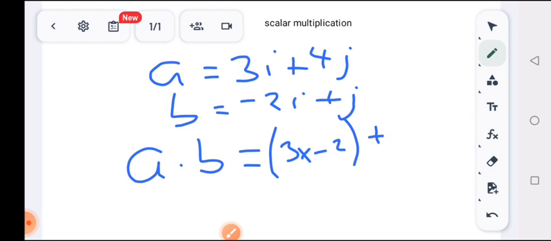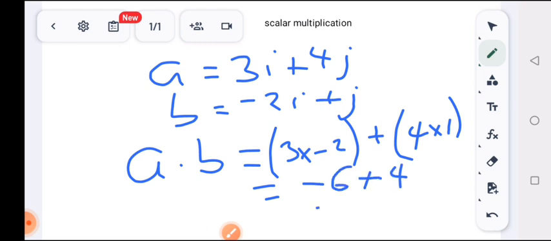Hope you know that the coefficient of unit vector j for a is 4, and the coefficient of unit vector j for b is 1. So that will be 4 times 1. All right, so this will be minus 6 plus 4, and minus 6 plus 4 is minus 2.